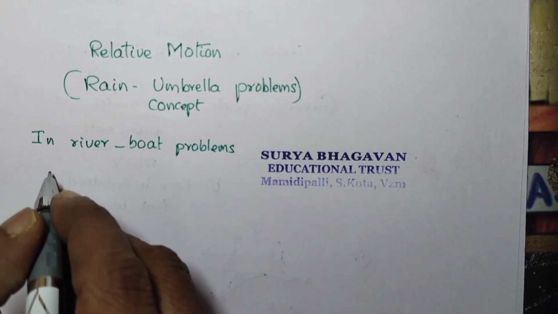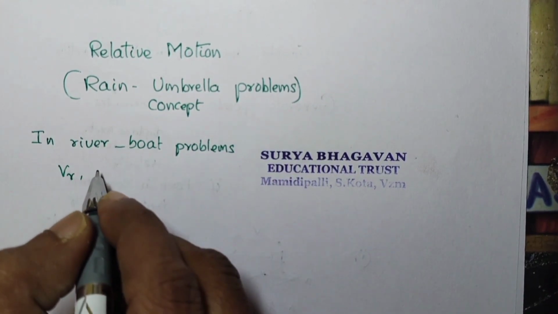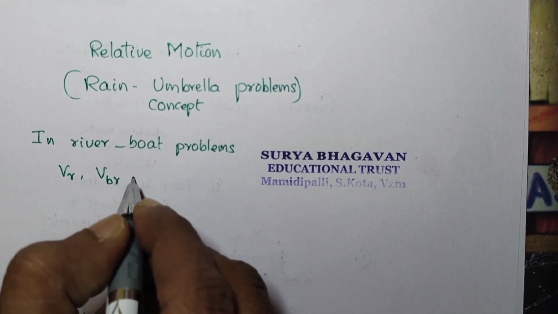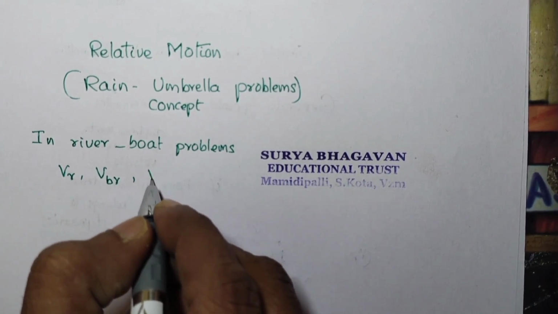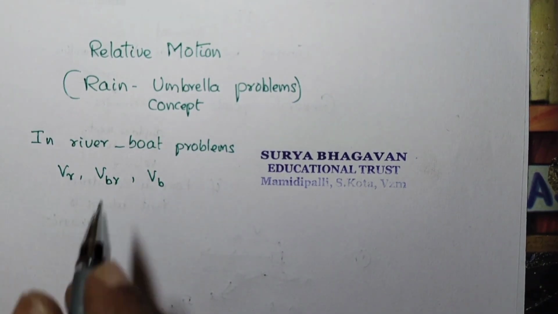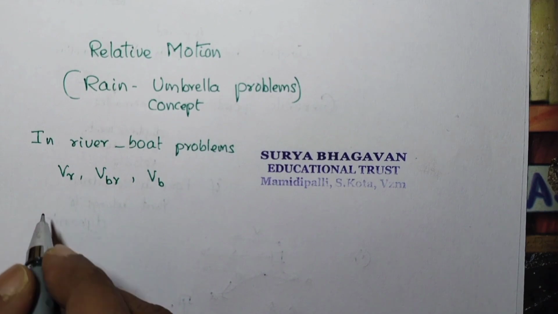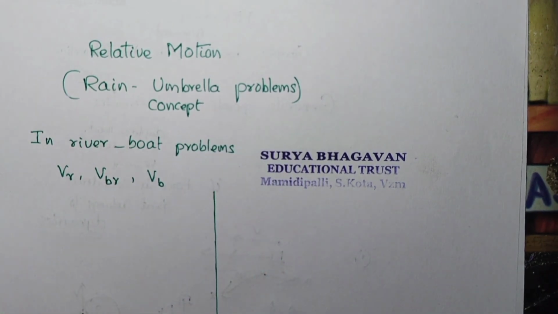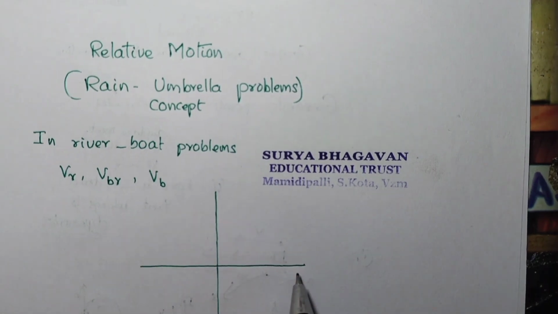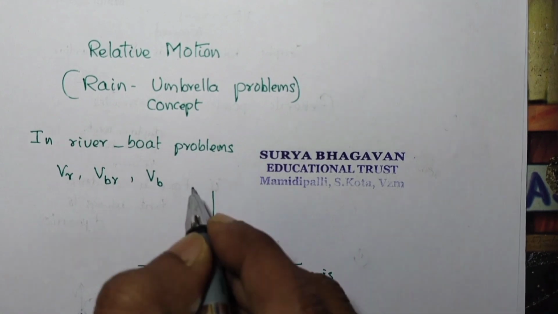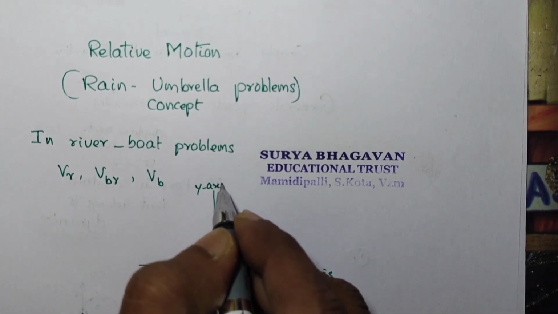In river boat problems, you know the river velocity VR, the boat velocity with respect to the river, and the absolute boat velocity VB. In the same way, in rain umbrella problems also, suppose you see there are two axes, let this be the x-axis and this the y-axis.